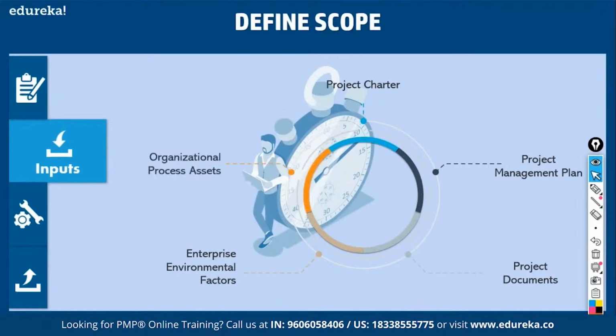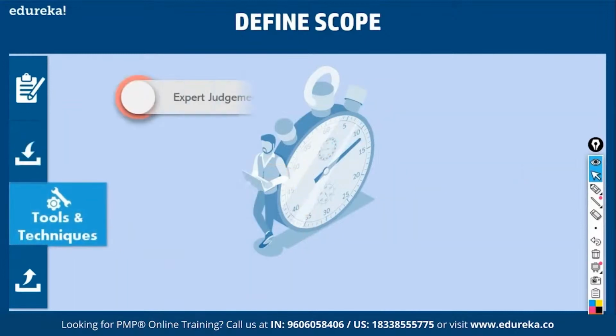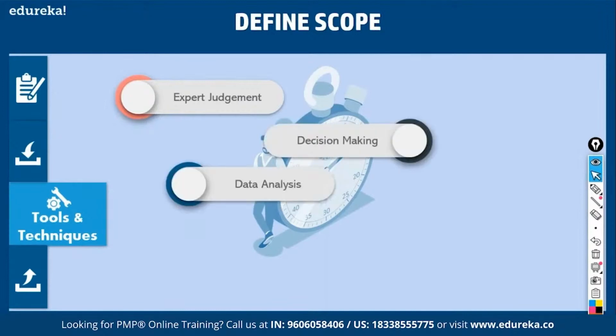Then organizational process assets: policies, procedures, templates for scope management, and project files from earlier projects. All these will help you in defining scope. Fine, so let's go to tools and techniques. Again, we have the same expert judgment. What type of expertise do you require? Expertise in defining scope. Then decision making, data analysis, interpersonal and team skills.